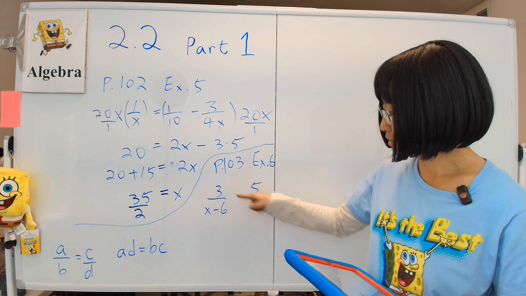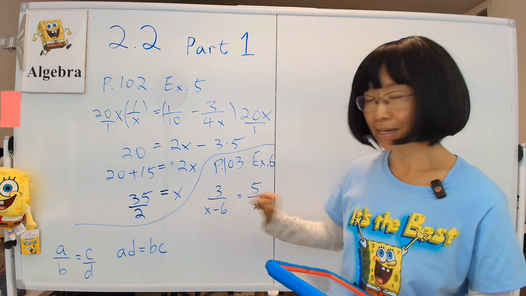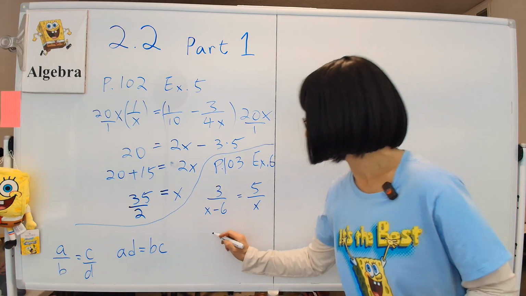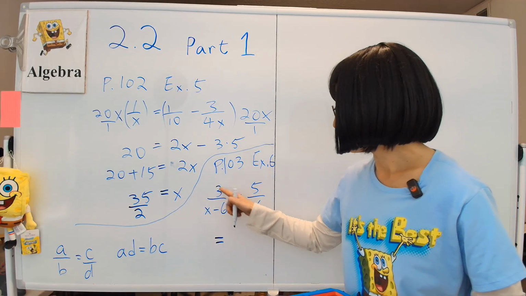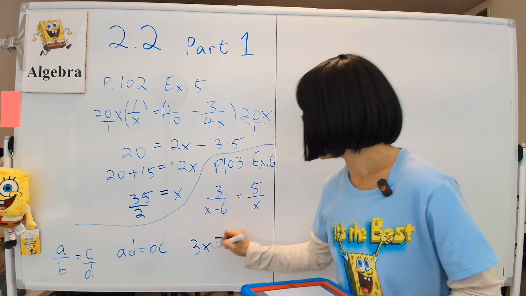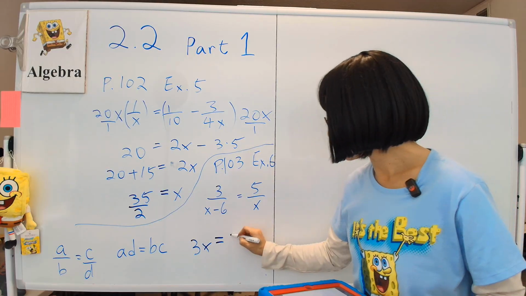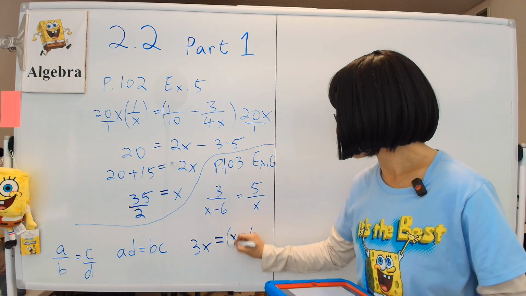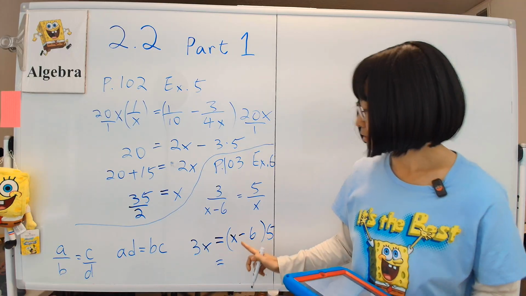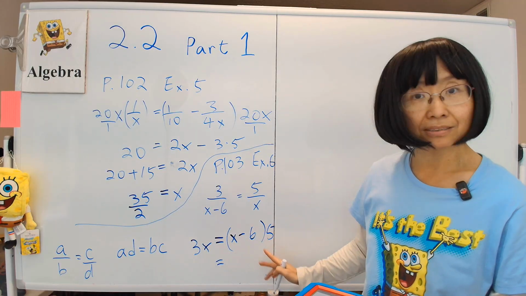So that means we cross this way, 3 times x, and then 5 times x minus 6. That will be equal following this rule. So we have a times d, that's 3x on that side. And then b is down here, b times c, which is x minus 6 times 5. And that equals, so 3x equal to, well, the parentheses is on this side, but that changes nothing.